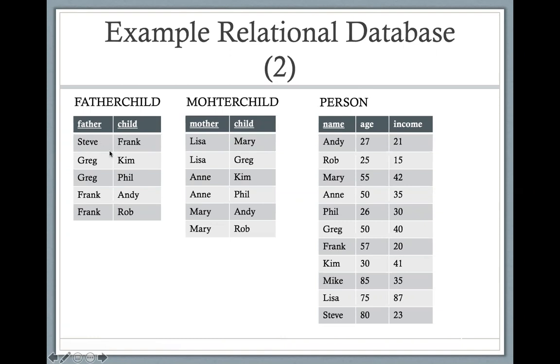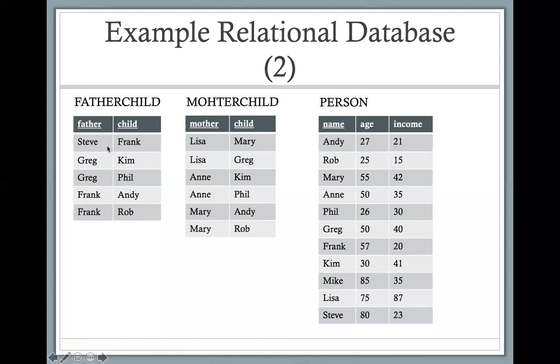Repeat what? So for instance, Steve and Frank, what do we want in this query? We want to find the children that earn more than their dads. So I have to go to the table person twice, once to find the income of the child and once to find the income of the father. And then only retrieve the records for which a child makes more than the dad.